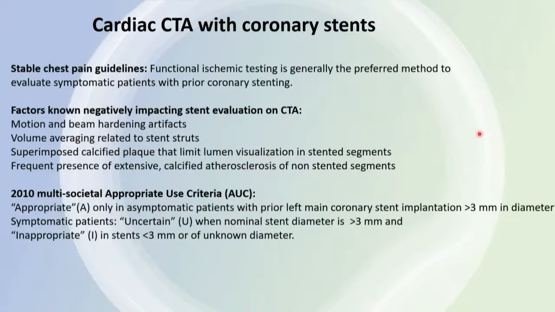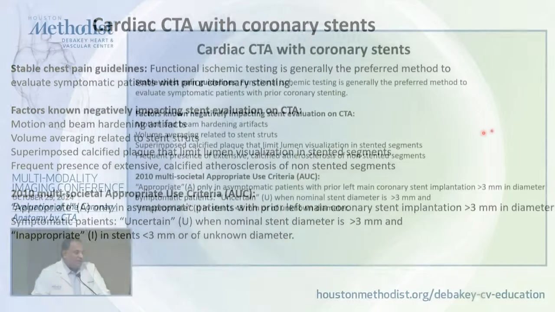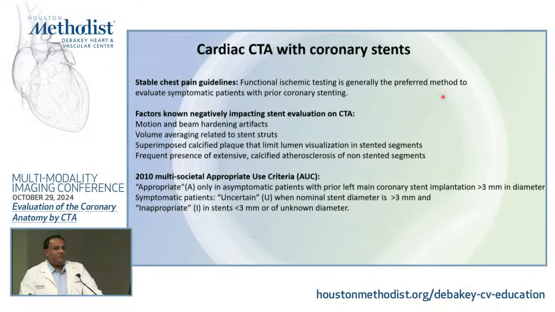Moving on to cardiac CT with stents. In the chest pain guidelines, generally functional testing is preferred for evaluation of chest pain in patients with prior stents. The challenges that are present in stent evaluation on coronary CT include beam hardening artifact, volume averaging related to the stent struts. Frequently, there's superimposed calcified plaque that limits the visualization of the lumen. And these patients usually have a lot of calcium and CAD in the non-stented segments as well. Sometimes there are calcified plaques right before or after the stent, and all these things make interpretation difficult.